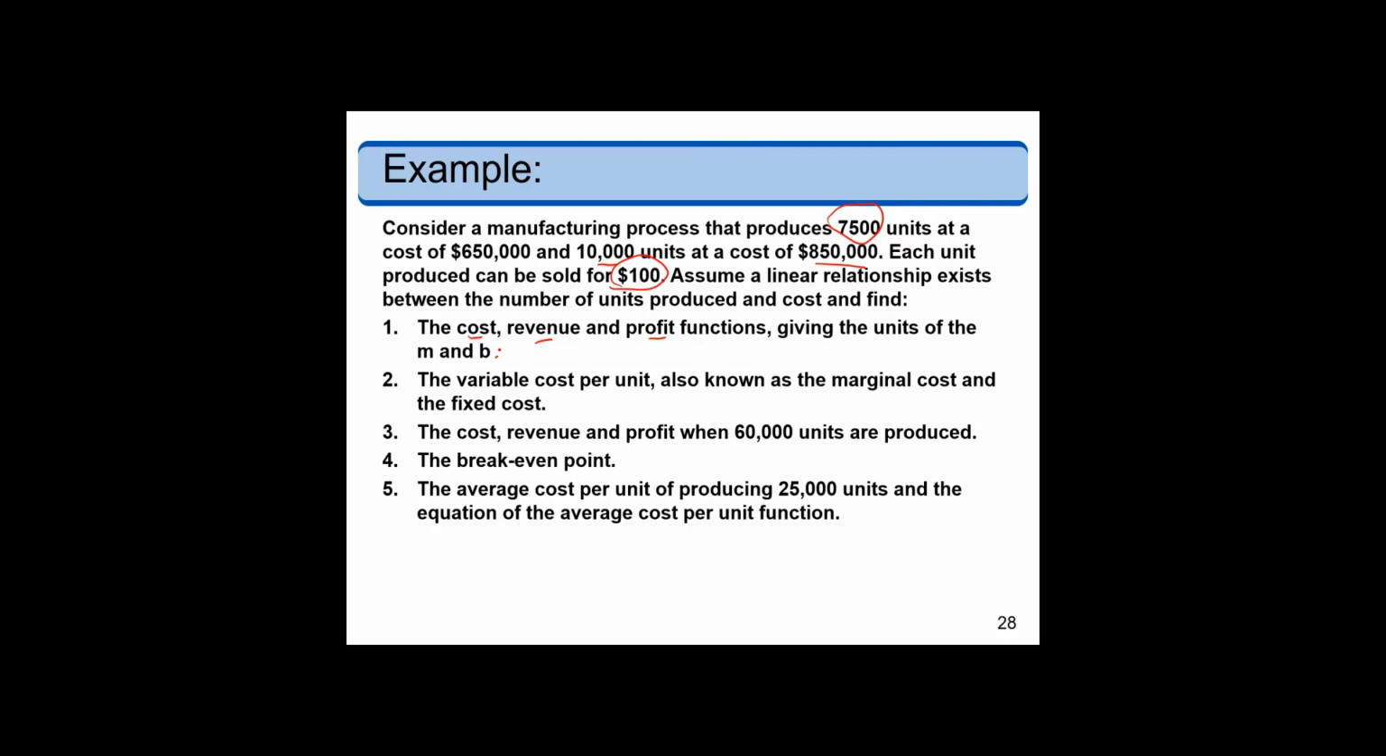given the slope and y-intercept. Secondly, find the variable cost per unit, also known as marginal cost. Also find the total fixed cost. Third step, the cost, revenue, and profit when 60,000 are produced. And after that, let's find the break-even point. Break-even point indicates no profit, no loss. And the average cost per unit producing 25,000 units, and the equation of the average cost per unit function. So this is a very comprehensive problem with respect to this manufacturing process.